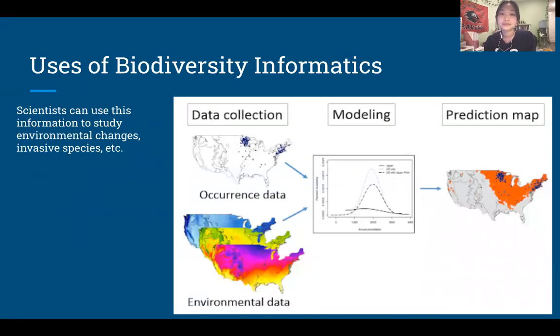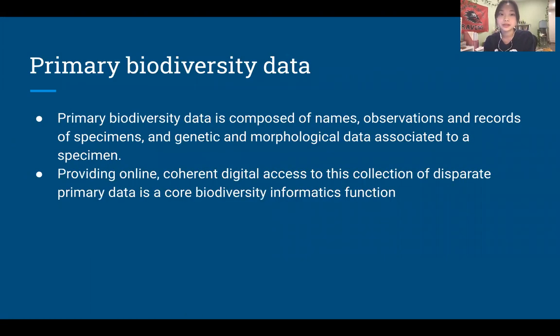Uses of biodiversity informatics include studying environmental changes, invasive species, like I mentioned before, and just anything that has to do with future trends that will probably happen in different environments and habitats. Primary biodiversity data is composed of names, observations, and records of specimens, and genetic and morphological data associated to a specimen. Providing online coherent digital access to this collection of disparate primary data is a core biodiversity informatics function.